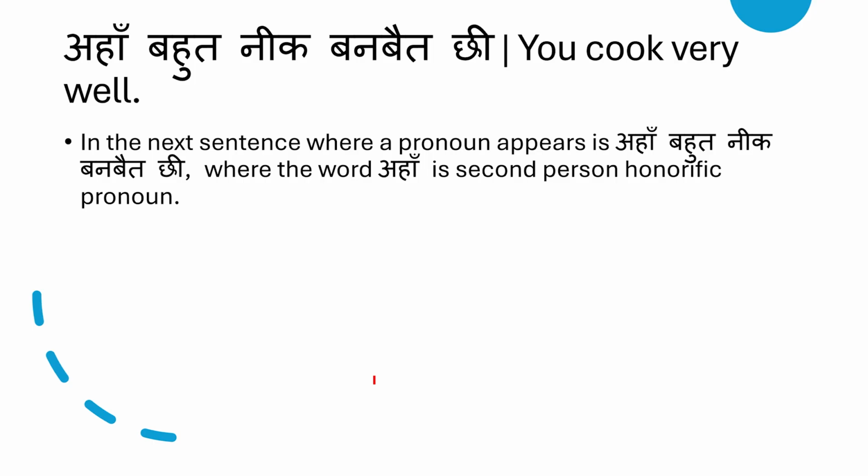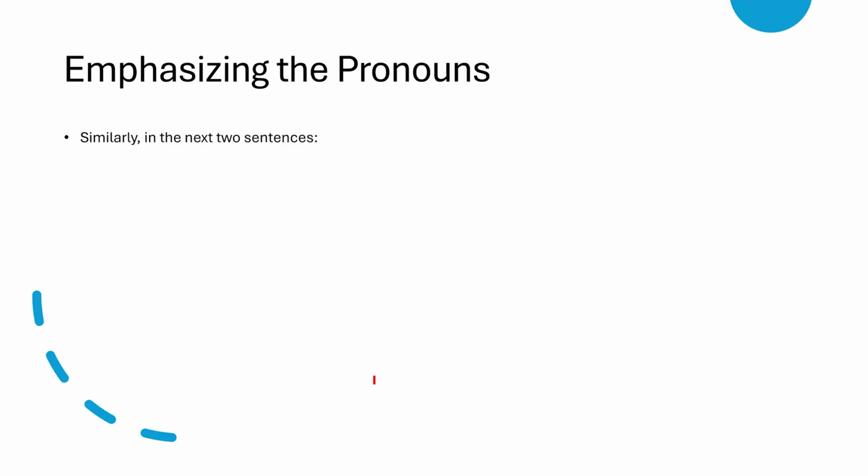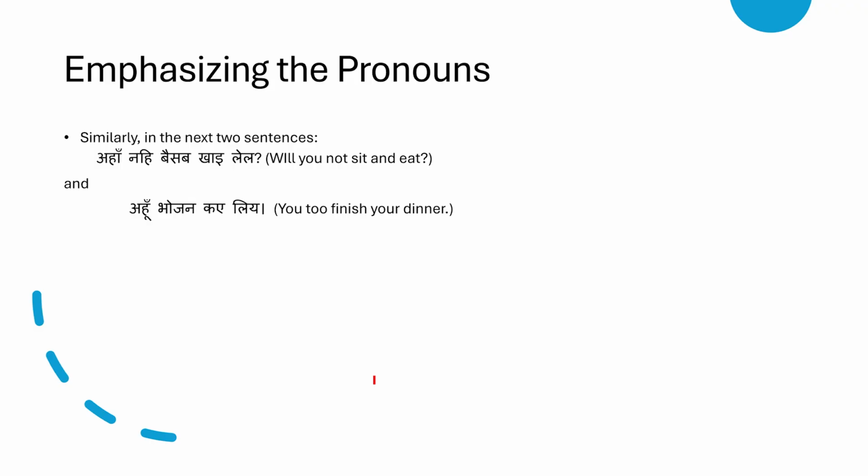In the next sentence, where a pronoun appears, "aha bahut nik banbait chi." Here, the word aha is a second person honorific pronoun. Here, the word aha has been used by the husband for his wife to whom he is giving respect. Similarly, in the next two sentences, "aha nahi baith kai khai le," will you not sit and eat, and "ahun bhojan kai liya," you too finish your dinner, the same pronoun has been used.